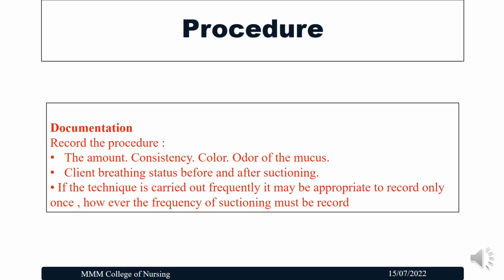Always document or record the procedure: the amount, consistency, color, and odor of the mucus, the client's breathing status before and after suctioning, the respiratory rate and pattern before and after the procedure, and the oxygen saturation of the patient before and after the procedure. The complete vital signs should be checked before, during, and after the procedure. The findings should be documented clearly and legibly. If the technique is carried out frequently, it may be appropriate to record only once. However, the frequency of suctioning may be recorded.